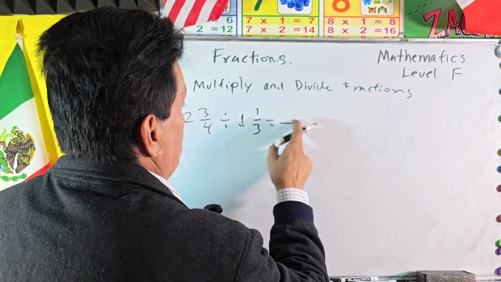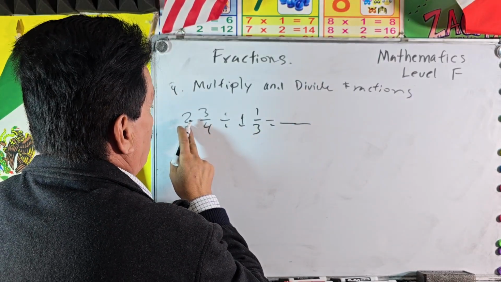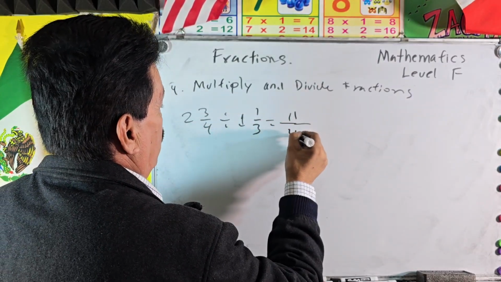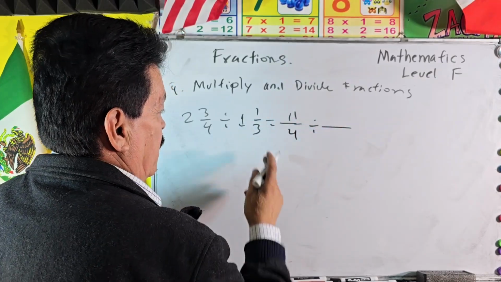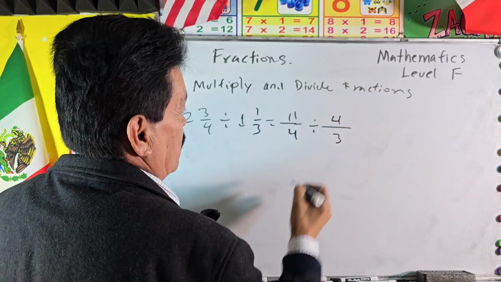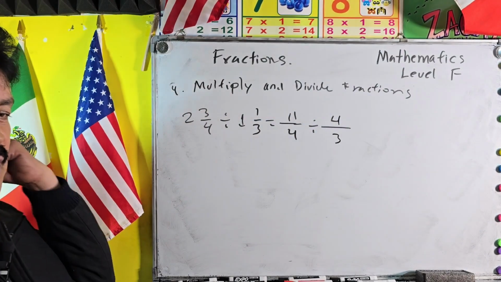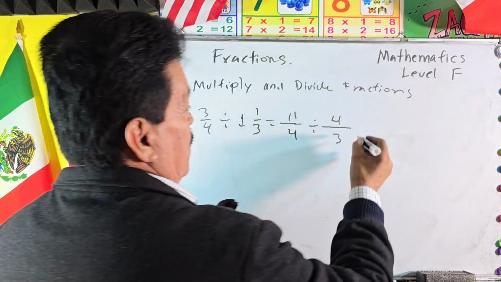Let me write this here first. 4 times 2 is 8. 11/4 divided by 4/3. All right. So this, we have to switch.